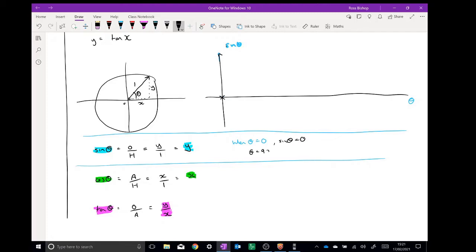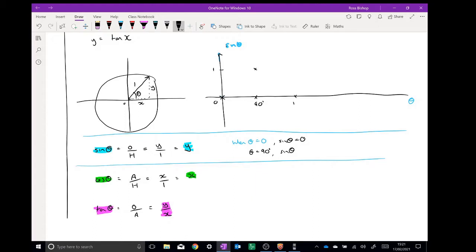When theta equals 90, let's go to 90. So at 90 degrees, it's going to be straight up there. Well, the height of that, well, your y coordinate is 1. So in that case, it's going to be 1. So at 90 degrees, we get sine theta being 1, okay, and it's 0 there.